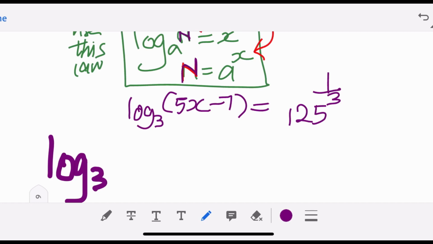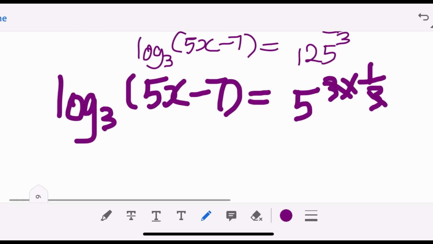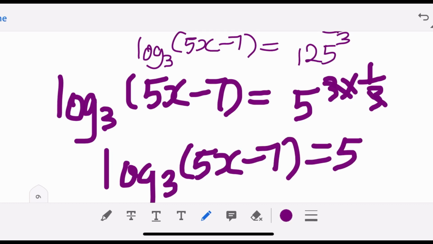So log base 3 of 5x minus 7 is equal to 5, right? Why do I say 5? Because 125 is 5 power 3, and 5 power 3 times 1/3 gives 5, okay? So now we have log base 3 of 5x minus 7 equal to 5.